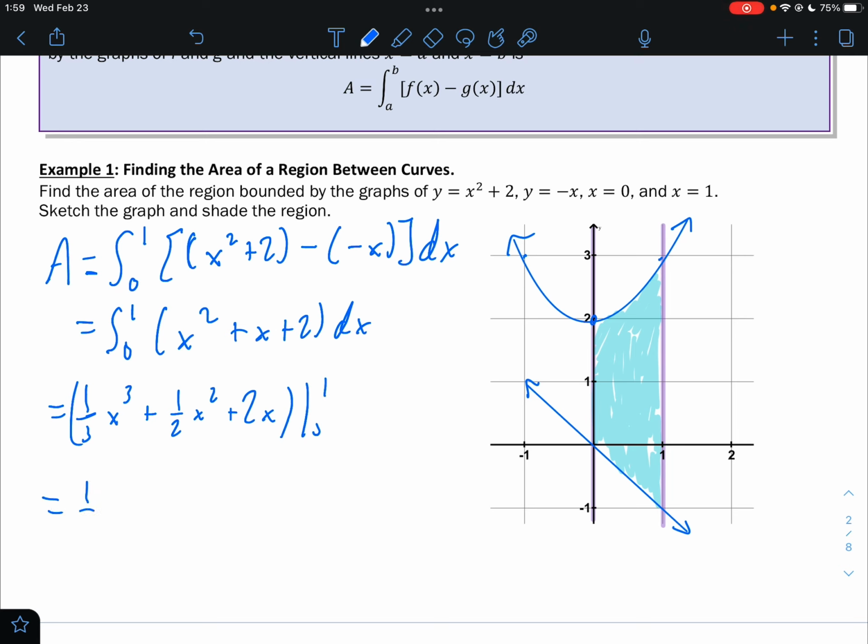If you put 1 in there, you get 1/3 plus 1/2 plus 2. Minus, if you put 0 in there, you get 0. So our answer is 1/3 plus 1/2 plus 2, which is going to be 2/6 plus 3/6 plus 12/6. I think I said the first thing wrong. So it's 2/6 plus 3/6 plus 12/6, which would be 17/6, or close to 3, almost 3, as our area.